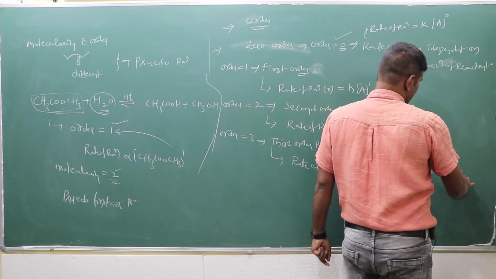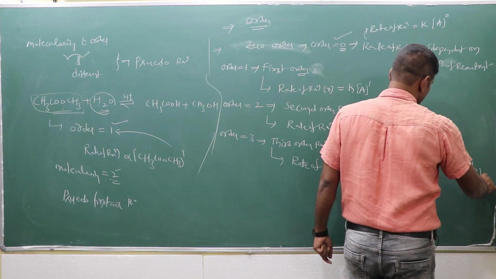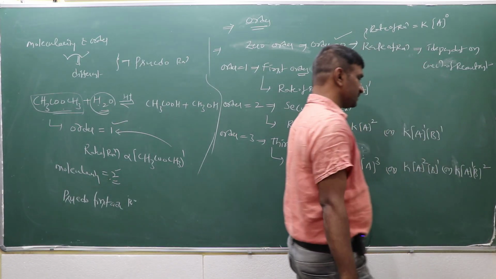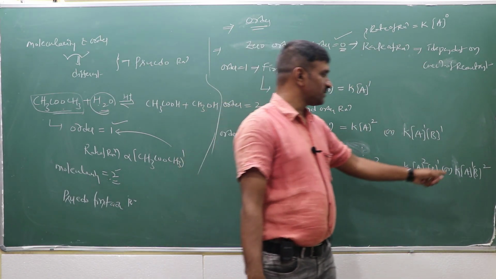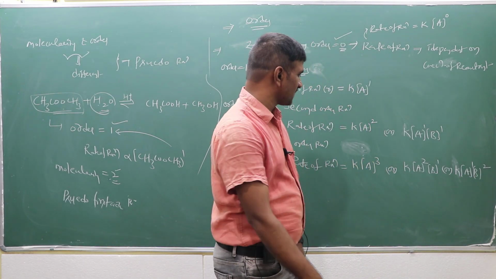Or this one can be expressed like this, k into a to the power of 1 and b to the power of 2. B to the power of 2, that means 1 plus 2. That means A plus 2B is converted to the products.